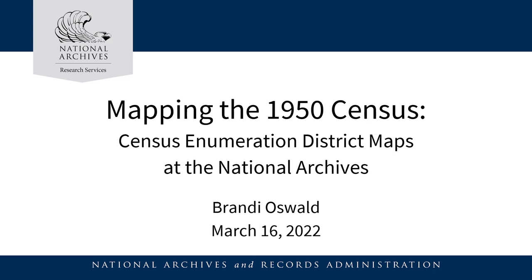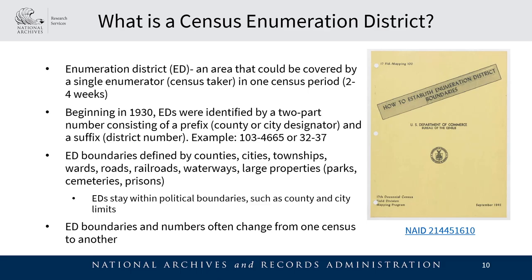Great, thank you, Andrea. As has been mentioned, our presentation today will focus on census enumeration district maps, which are held by the National Archives. First, what exactly is a census enumeration district? Enumeration districts, also called EDs, are defined as an area which could be covered by a single census enumerator or census taker in one census period, or about 2 to 4 weeks, depending on whether an area was more urban or rural.